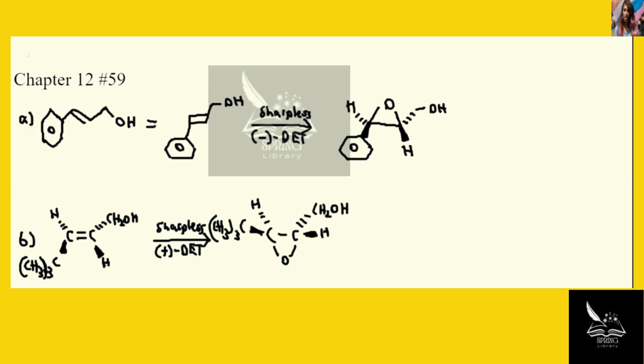And again, I do like the approach that the book advocates. So always, when you're doing a Sharpless epoxidation, if your molecule is not in this conformation where the double bond is horizontal and the allylic alcohol is to the top right, I would say redraw it. And then we just need to remember that the minus DET is going to add an oxygen from above, and the plus DET is going to add the oxygen from below. And then just account for our stereochemistries accordingly. And so that's the answer to Chapter 12, problem number 59.